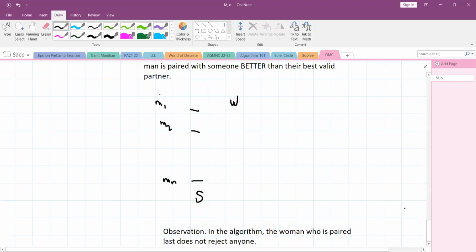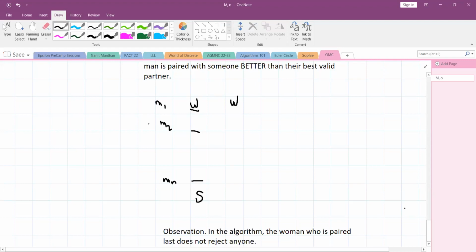And let's say that W is paired with M1 in the algorithm, which is in the matching, which is, for contradiction, does better for every single man. It's a pretty straightforward argument.